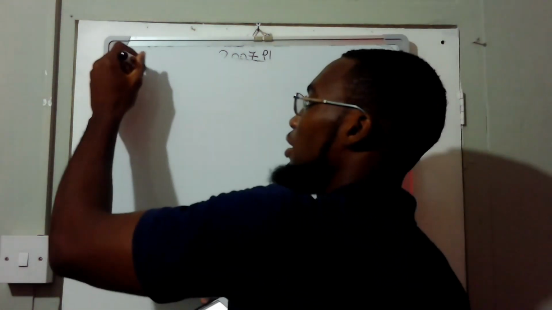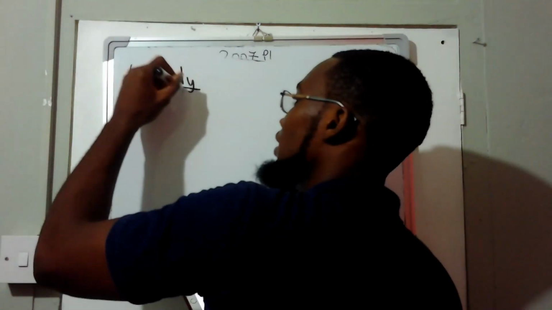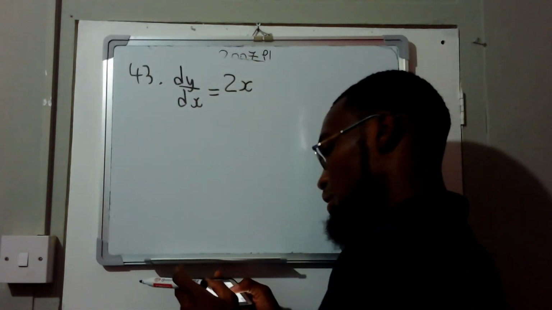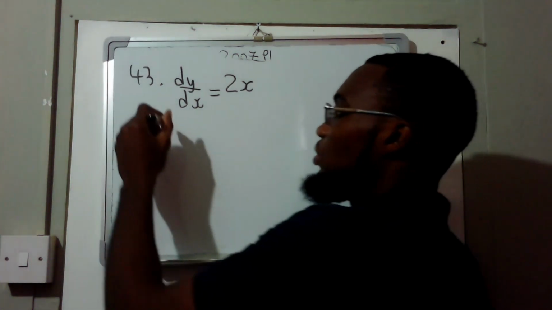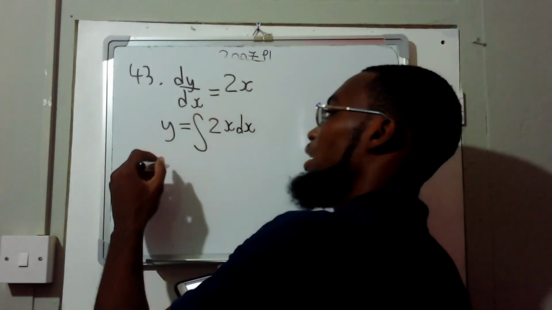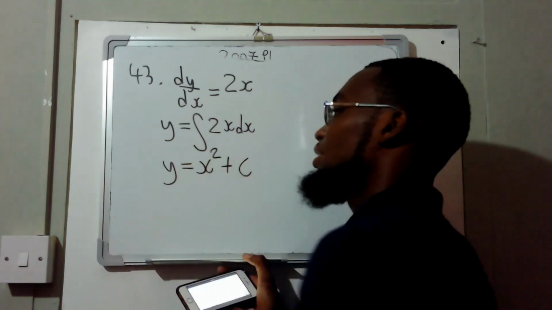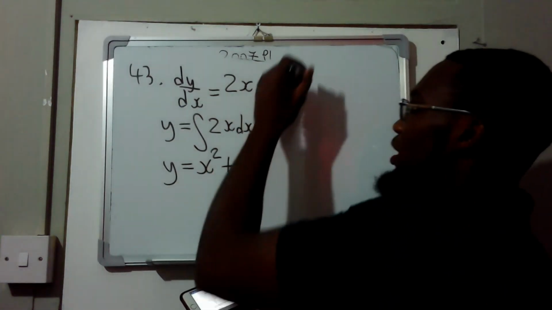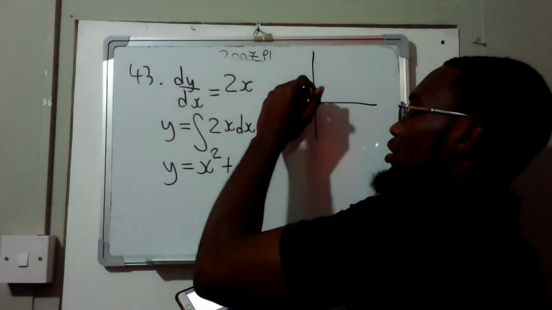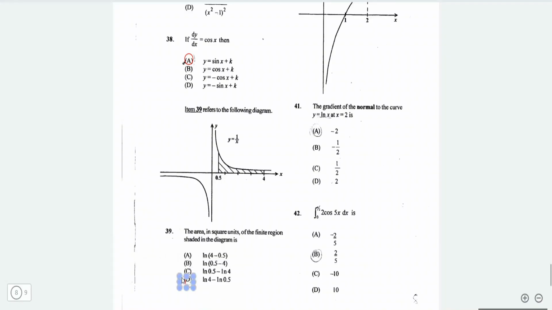Question 43, it says, given that dy by dx is 2x, so if dy by dx is 2x, what do we know? If dy by dx is 2x, then we know that y can be the integral of 2x dx. That's going to give us that y is equal to x squared plus some constant c. So we just need transformation of the x squared graph. So the answer could have been, if c is 0, the graph would be like this. This would be y equal to x squared plus 0.